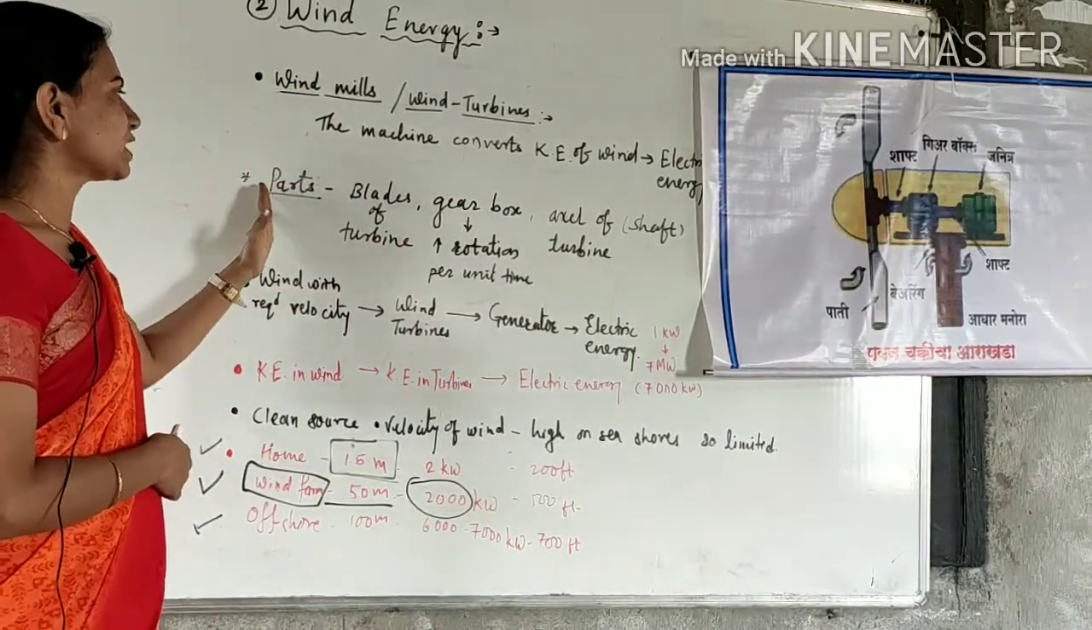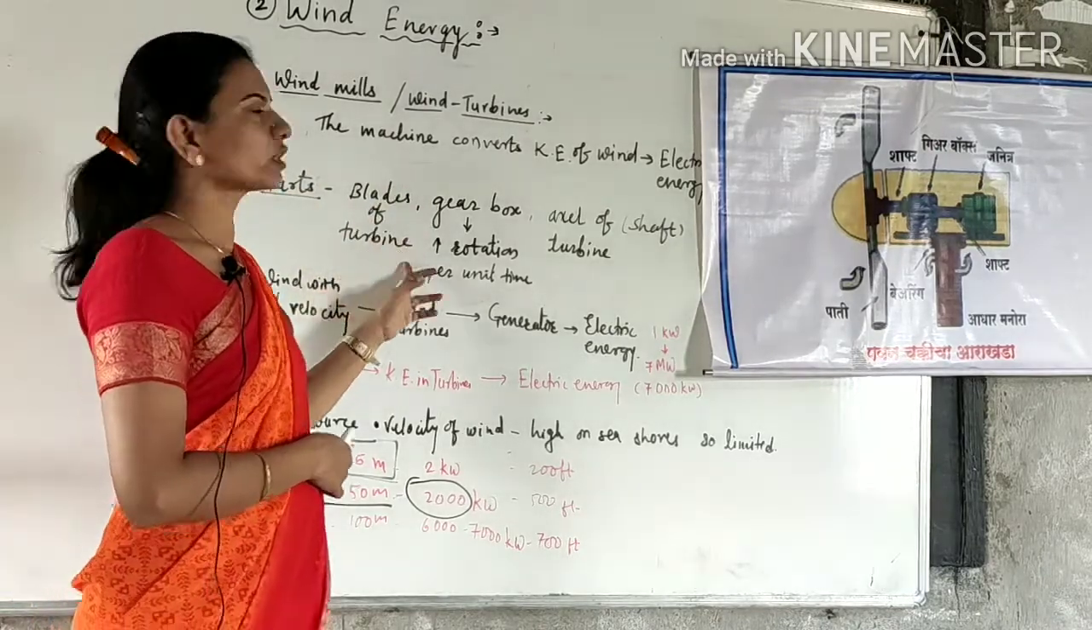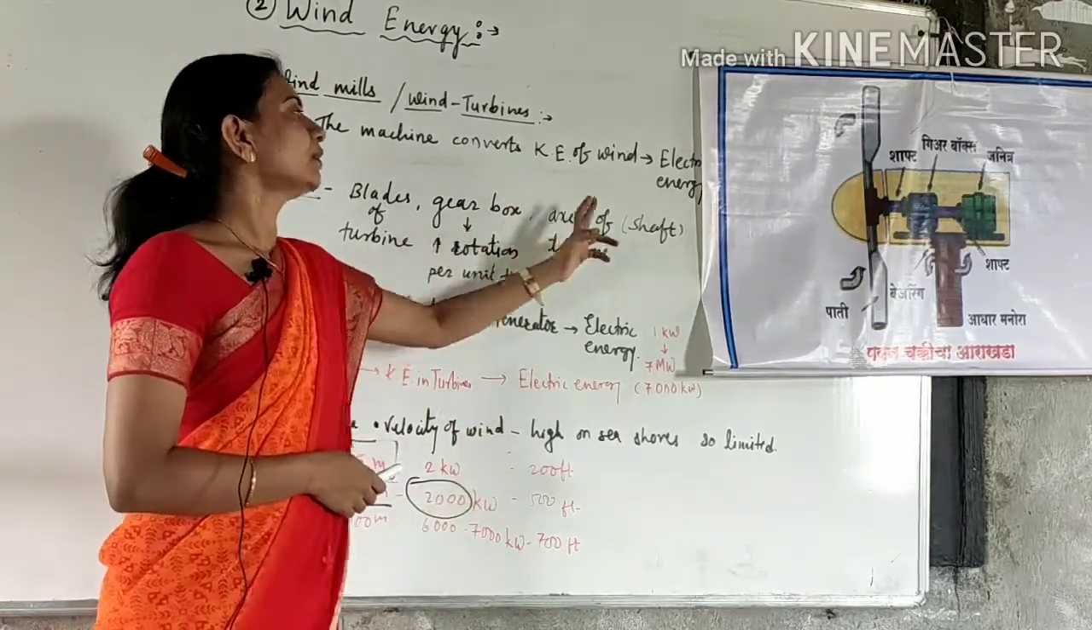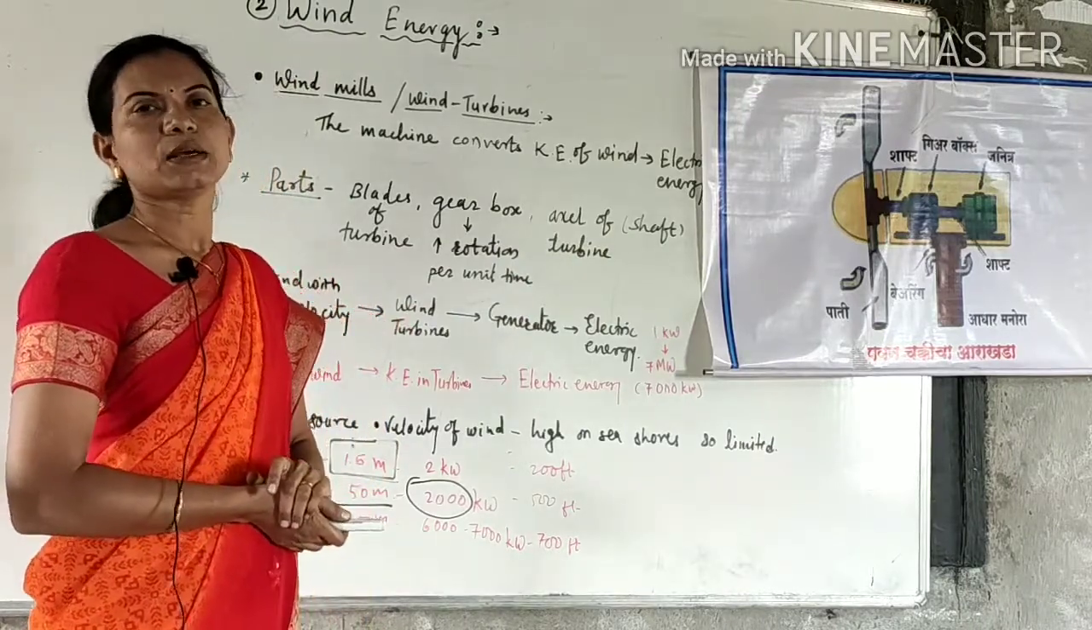So these parts: blades of the turbine, then the gearbox which is used to increase the rotation per unit time, and the axle of this turbine, which is also known as the shaft of this turbine.